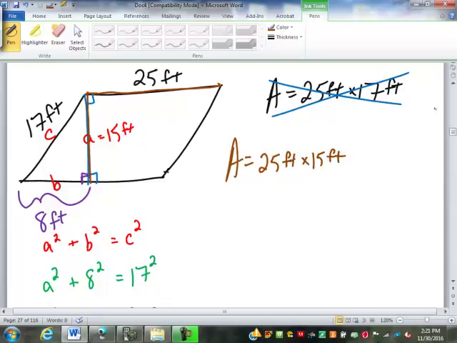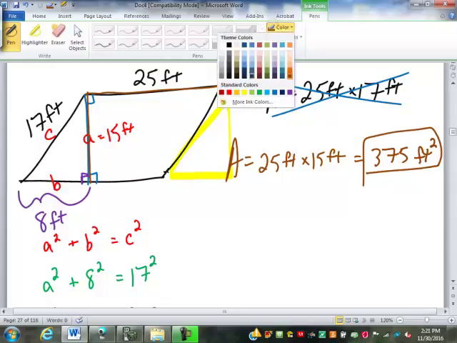Do I have to divide by 2 or anything like that? No, because if I were to chop this piece off over here and move it, that would fill that out. It would make a rectangle that is 25 by 15. So it's a full rectangle, and we don't have to divide by anything. 25 times 15 is 375. Feet times feet is again square feet. So 375 square feet.